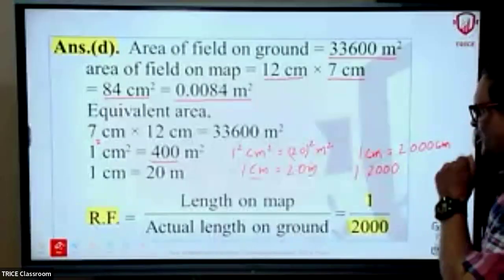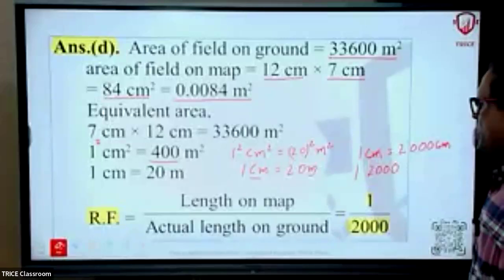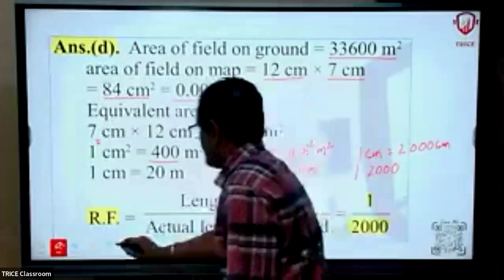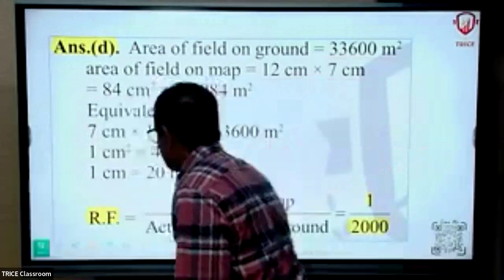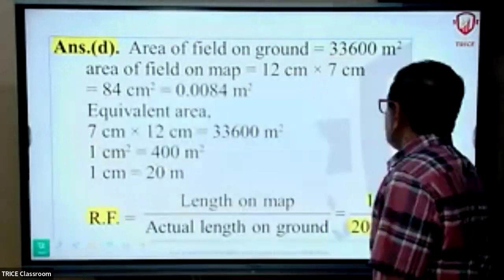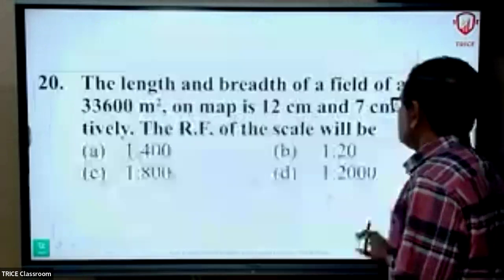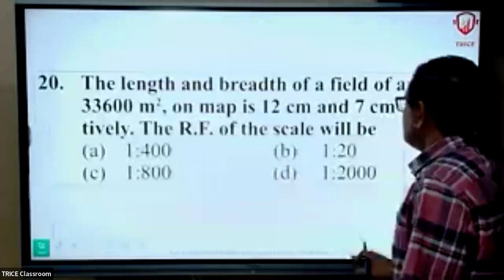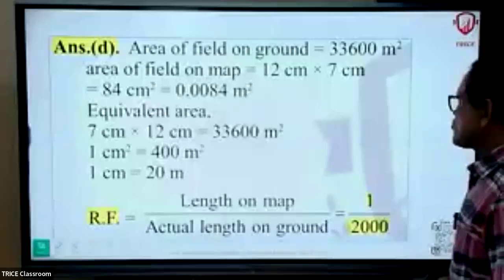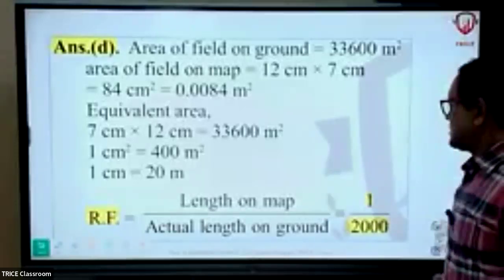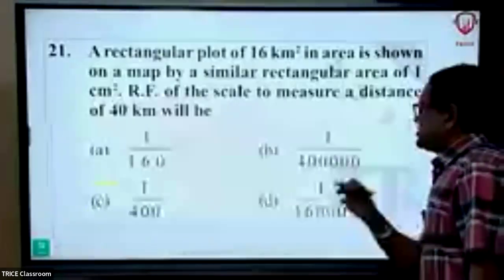My dear students, this is how we work out. So based on the requirement, what is the requirement of the problem? In the problem, it is actually the RF value. The answer is D. A little bit of working out is there here in order to get the answer.